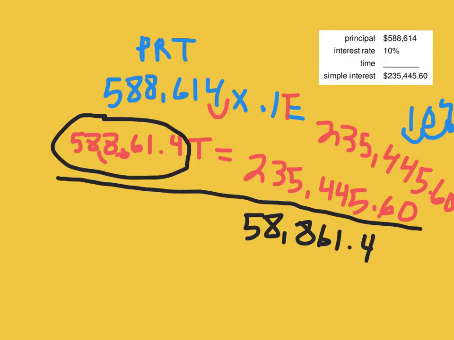Okay, we'll grab our calculator now and pop in our big number, 235,445.60 divided by 58,861.4. Push equal, and we get a nice even number. It's 4. So our time equals the 4 years.